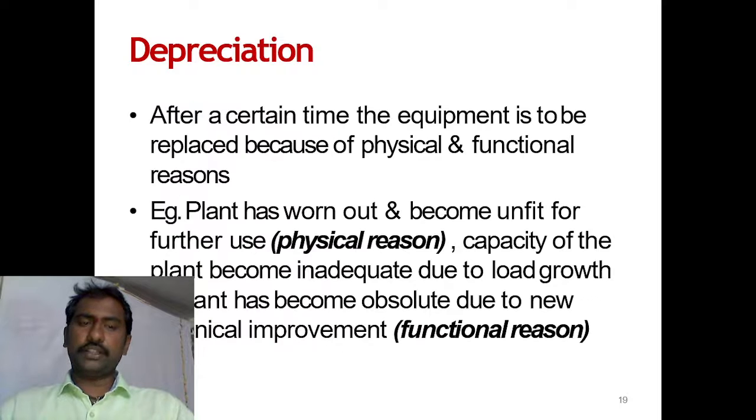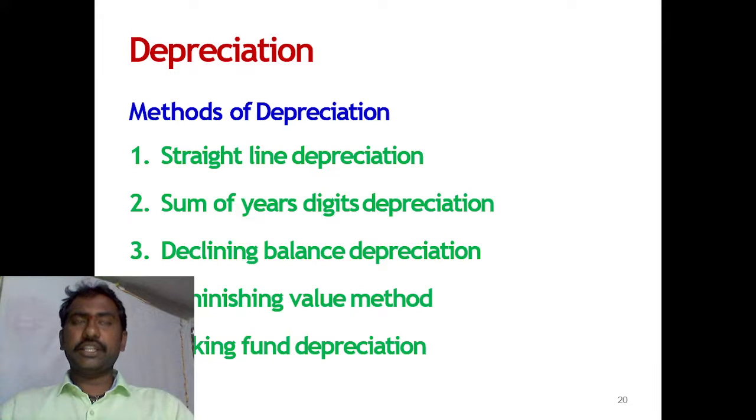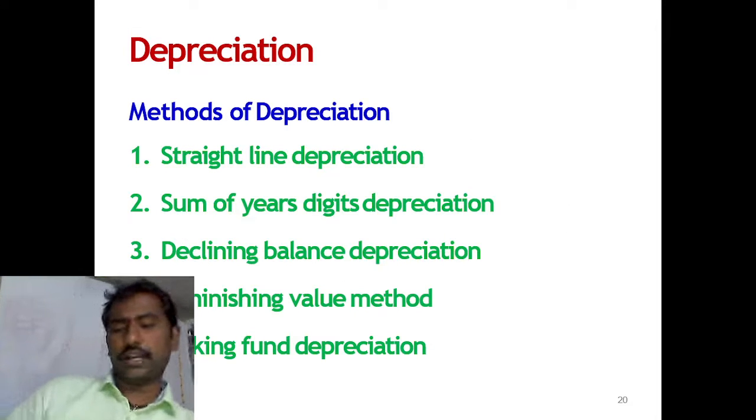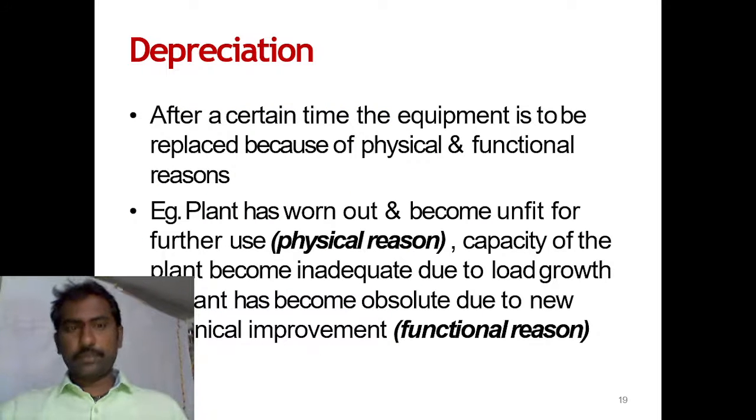After a certain time, the equipment is to be replaced because of physical and functional reasons. Physical means the plant has worn out and become unfit for further use. And functional means the capacity of the plant has become inadequate due to load growth, and the plant has become obsolete due to new technical improvement. Because of these two reasons, the value of that plant will be depreciated. That amount is called depreciation.